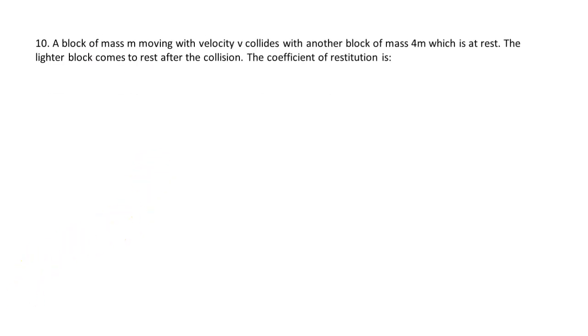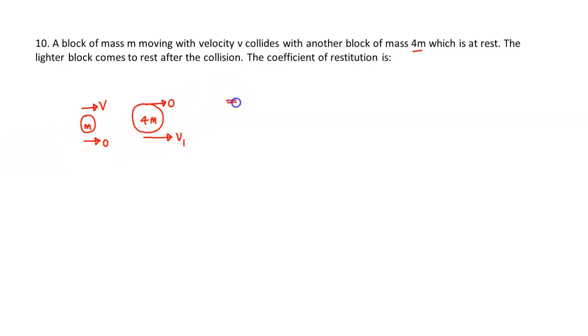Let us see the next question, the 10th question in this series. This is related to collisions. We have to find the coefficient of restitution here. The question given is: a block of mass m moving with a velocity v collides with another block of mass 4m, which is at rest. The lighter block comes to rest after the collision. What is the coefficient of restitution? So here let us draw the given situation. Initially mass m is moving with a velocity v and mass 4m is at rest. After collision, the smaller mass comes to rest, and let us assume that the bigger mass is going to move with a velocity v1.